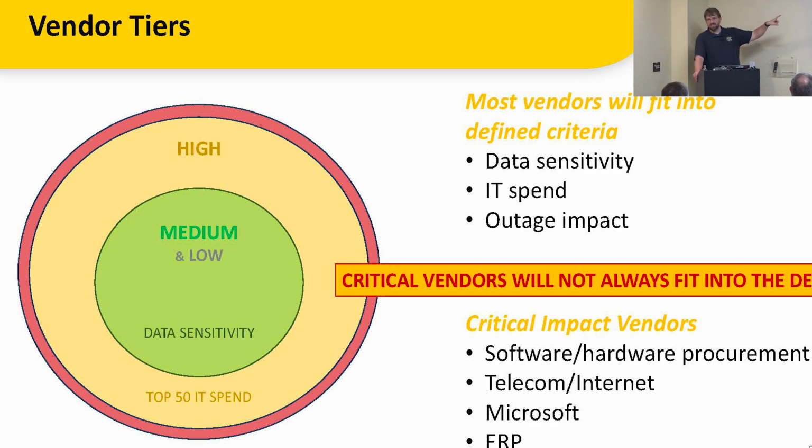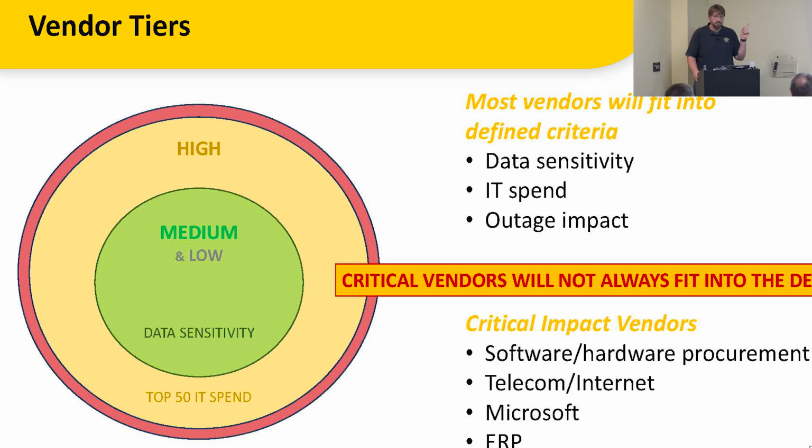On the high classification, we're saying if you're a top 50 IT spend, if we spend a lot of money with you, even regardless of what kind of data you have, you're going to be a high tier because that's some additional contract language that will help us protect ourselves.